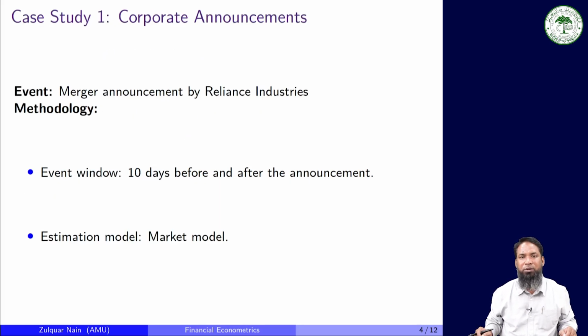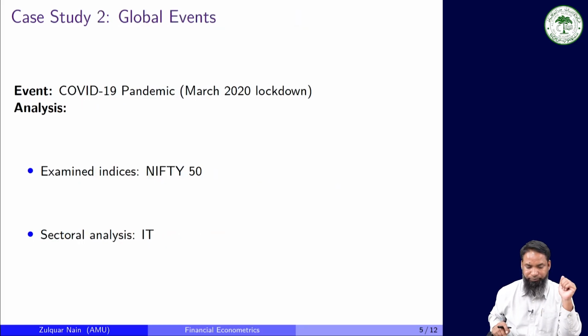Here we'll analyze two events. First will be the corporate announcement, that is the merger announcement by Reliance Industries, where we will have the event window of 10 days before and after the announcement. And the estimation model will be the market model. We have discussed earlier in the theoretical discussions that there are different models we can use to estimate the normal returns. Here we will be using the market model to estimate the normal returns.